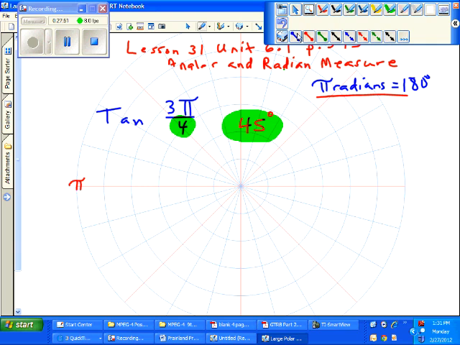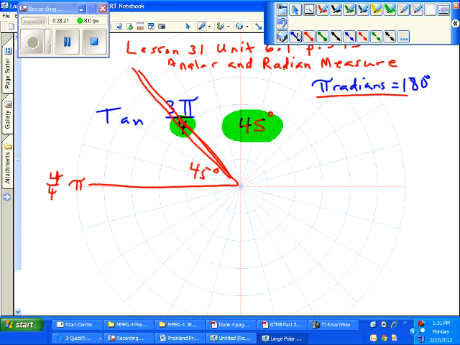This is pi. It's 1 pi, which would be 4/4. 3/4 is a fourth away. How much is a fourth? 45 degrees. I'm 45 degrees away from pi. So I'm sitting right here with a reference of 45. And I'm talking about tangent.